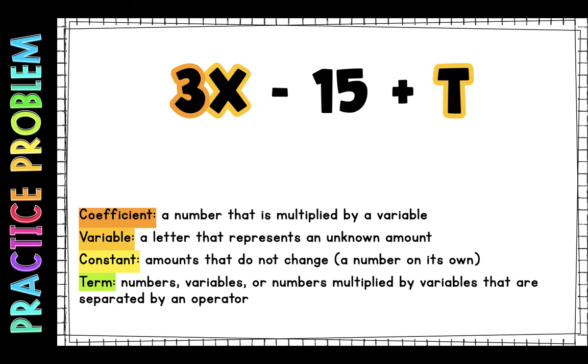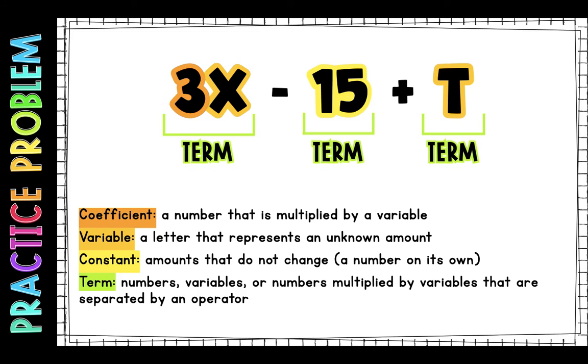And finally, 15 would be a constant because it's a number all on its own that's not being multiplied or divided. When I consider the terms of this expression, I see 3 separate terms. 3x is a term, 15 is a term, and t is a term.